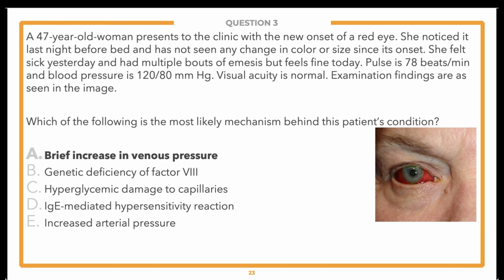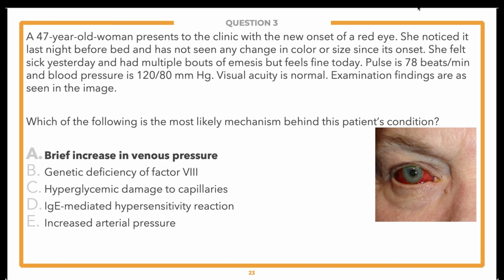Hyperglycemia, let's see, the IgE-mediated hypersensitivity reaction and the infection with a double-stranded linear DNA virus, those are the types of things that would cause more diffuse redness in combination with discharge and other symptoms, right? There's no mention of discharge here.